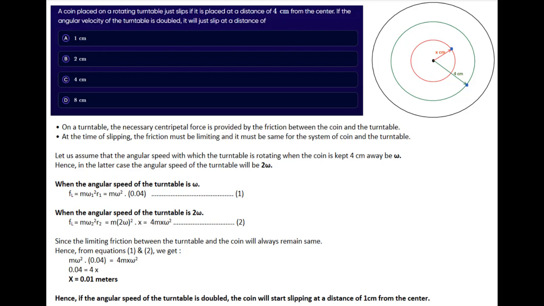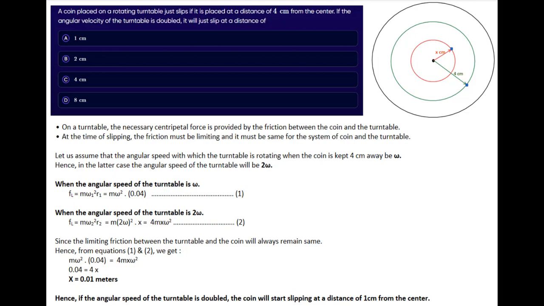The second thing that we must understand is at the time of slipping, the friction between the objects is limiting. So if we are not changing the system, that means the coin and the turntable, the limiting friction will always be same. No matter what conditions we are in, if we are not changing the objects, the limiting friction between the objects will never change. It will always remain same.